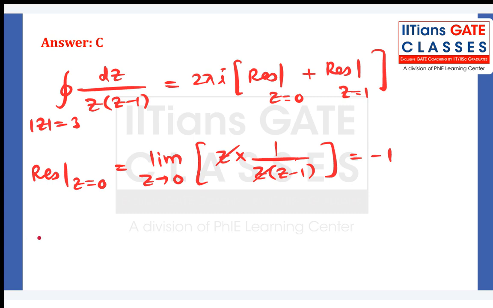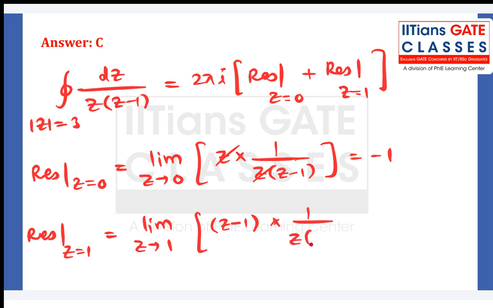Similarly, if you calculate the residue of this integrand at z equal to 1, since these are simple poles, you just have to multiply by z minus that pole. So here it is z minus 1 into the integrand function, that is 1 by z into z minus 1. The z minus 1 terms get cancelled, and 1 by z at z equal to 1 is just 1. You are supposed to add these two residues and then multiply by 2 pi i. If you see, that is minus 1 plus 1, that is 0.